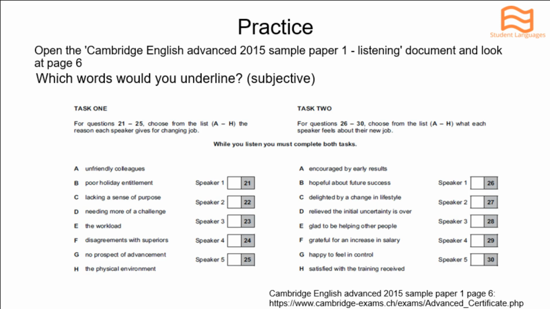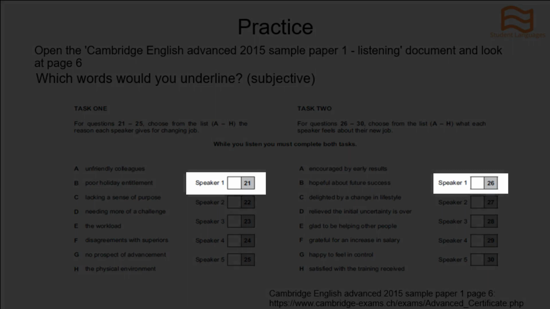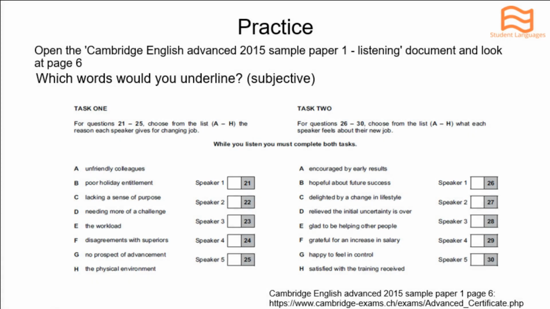So, which words would you underline from A to H for task 1 and for task 2? Because there are 5 questions for task 1 and 5 questions for task 2. And what you need to do is to listen to speaker 1 and try to answer 1 question from task 1 and 1 question from task 2 from what this one speaker says. So you need to answer questions 21 and 26 for speaker 1, and then 22 and 27 for speaker 2, etc.